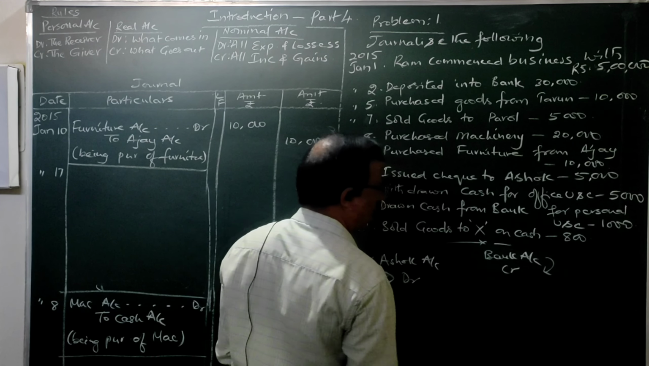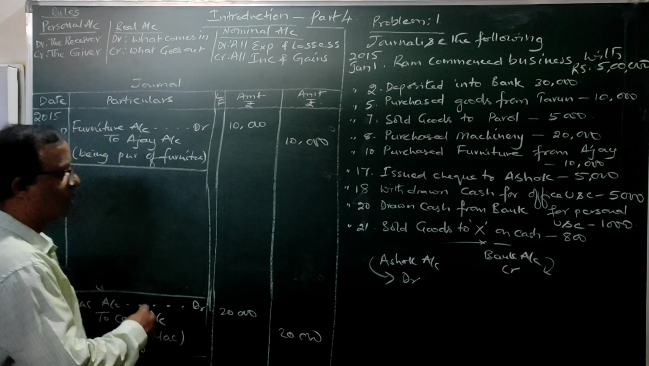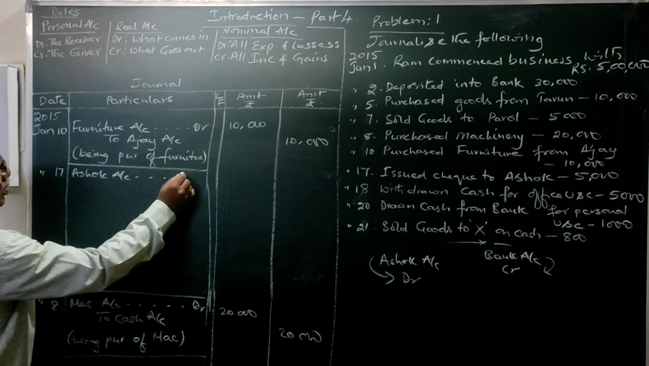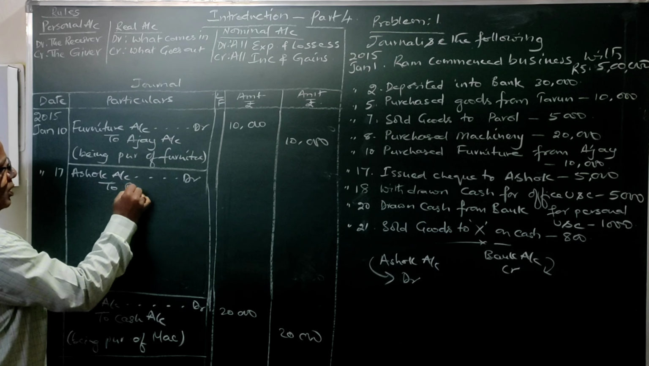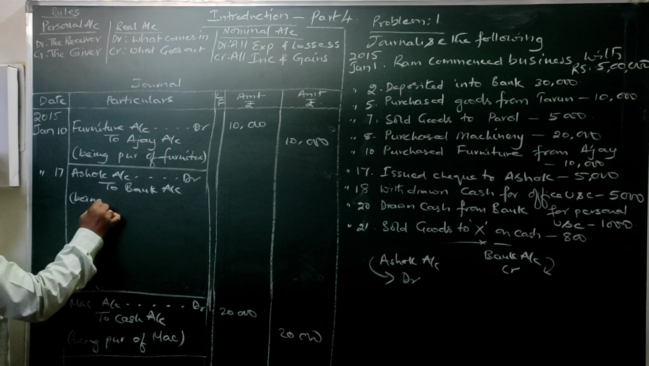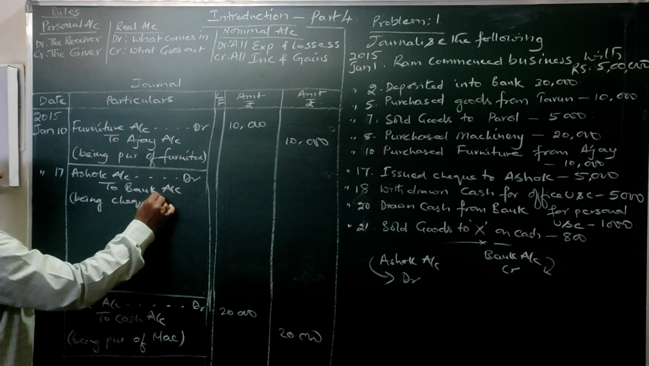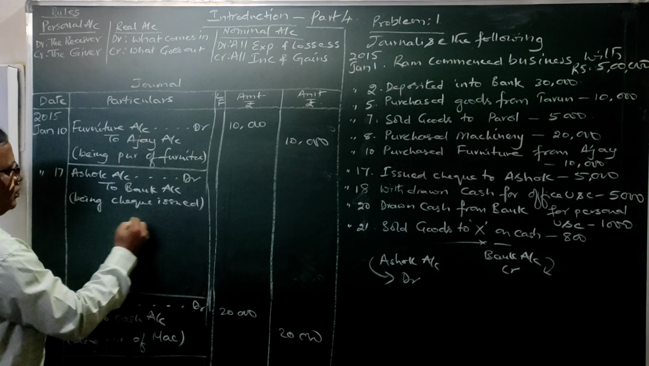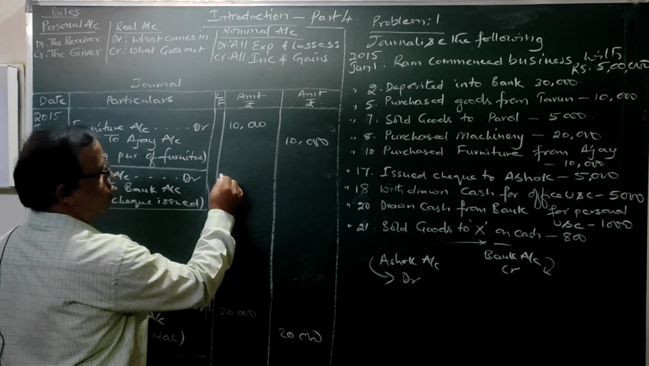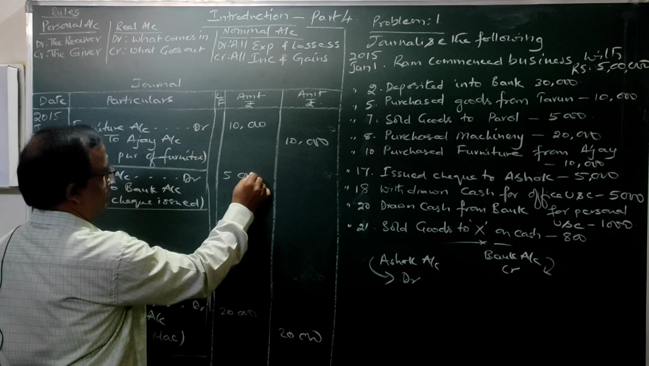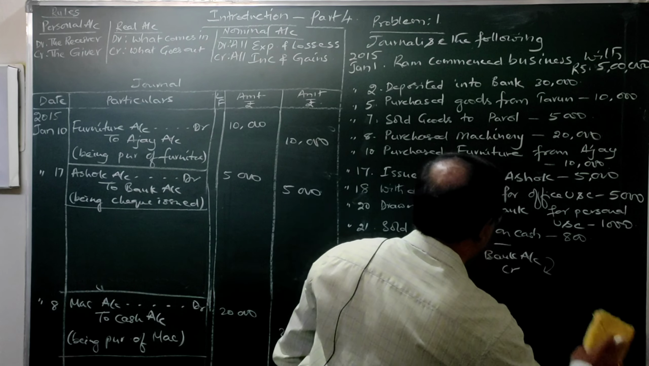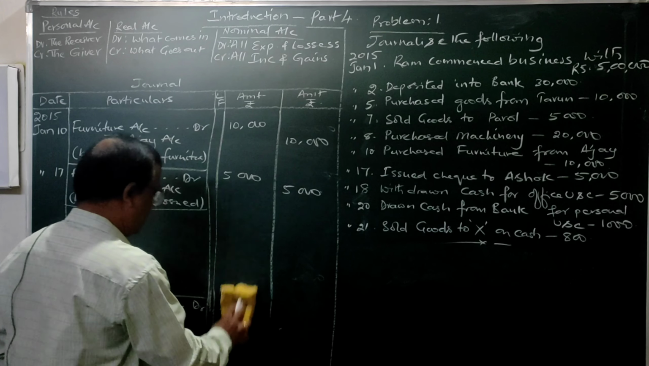So this entry we are going to create. Our entry will be Ashok account debit to bank account, being check issued. The amount is 5,000 rupees, so 5,000 we are going to write here in the amount column. Then next, you see what happens here.